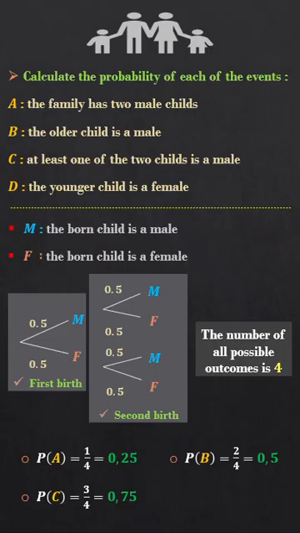Finally, for the event D, according to which the younger child is a female, to happen, we must have in the second birth the event F to happen, which means that we have two possible outcomes that fit the event D. So the probability of the event D, P(D), equals 2 over 4, which equals 0.5.